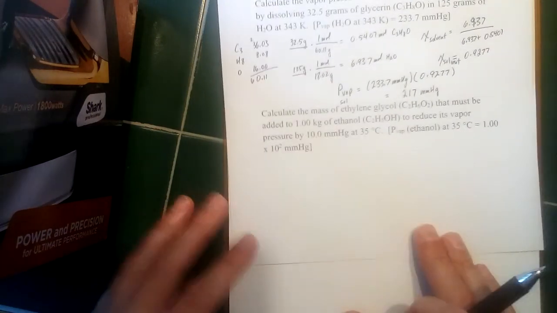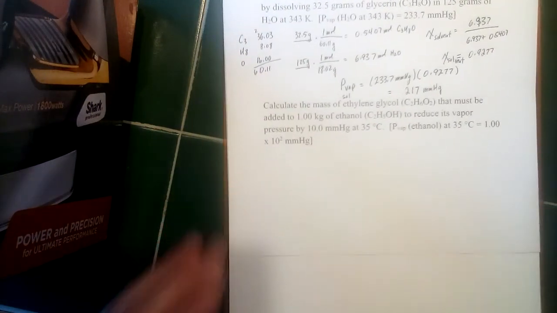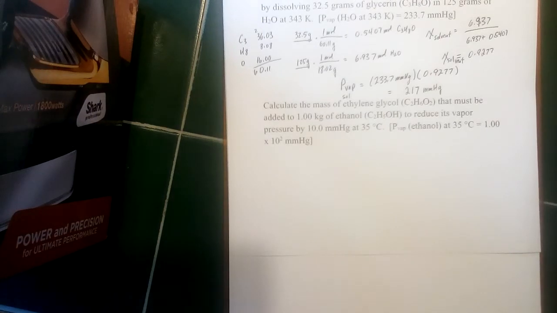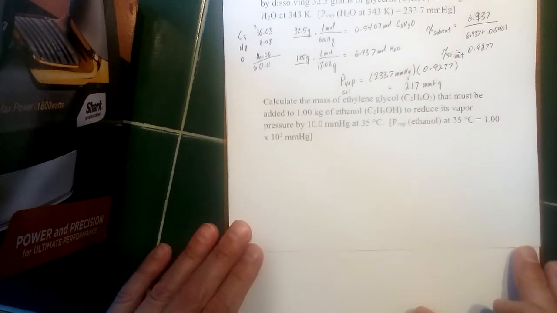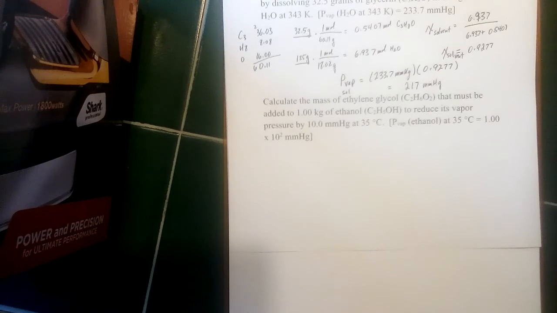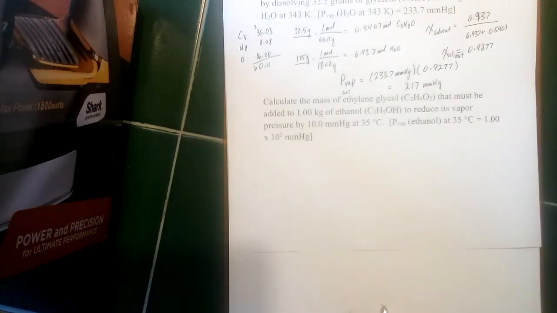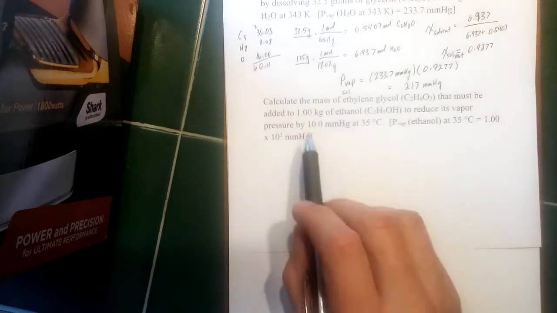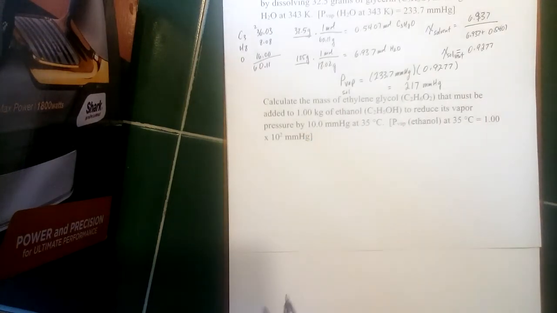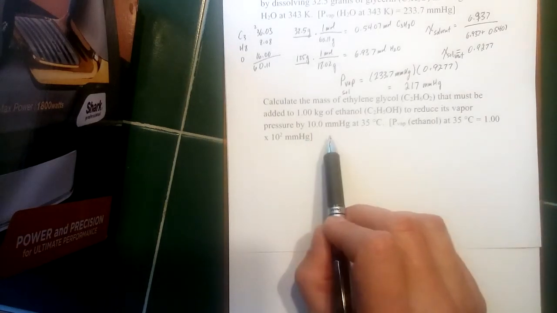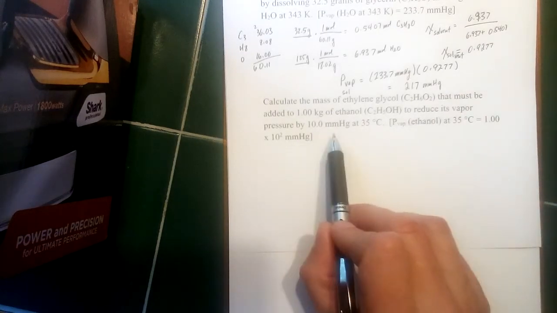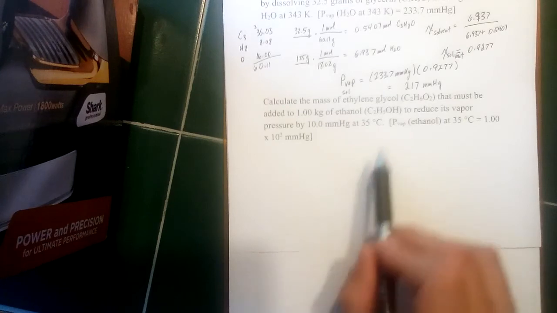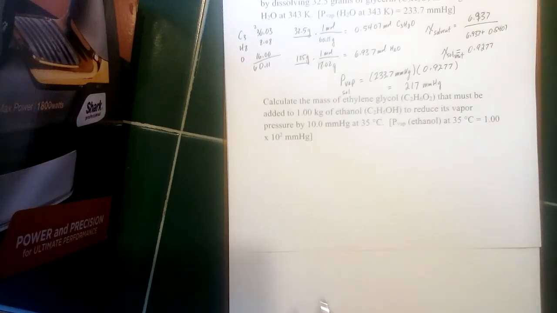All right, another example using the same equation, but with different information given and different information sought for the answer. In this case, we want to calculate how much ethylene glycol, and we're given that formula, we'd need to add to 1 kilogram of ethanol, which is going to be our solvent, if we want to reduce the vapor pressure by 10 millimeters of mercury. And we're given the vapor pressure of that pure solvent at that particular temperature.